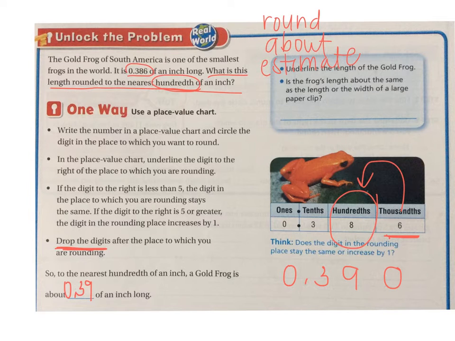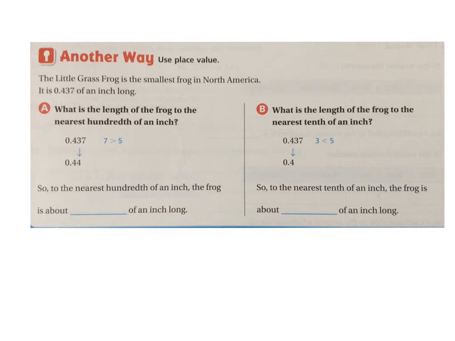Please pause right now to take some notes and to jot down your thinking. Another way is also to use what you know about place value, okay? So it says the little grass frog is the smallest frog in North America. It is 0.437 of an inch long.